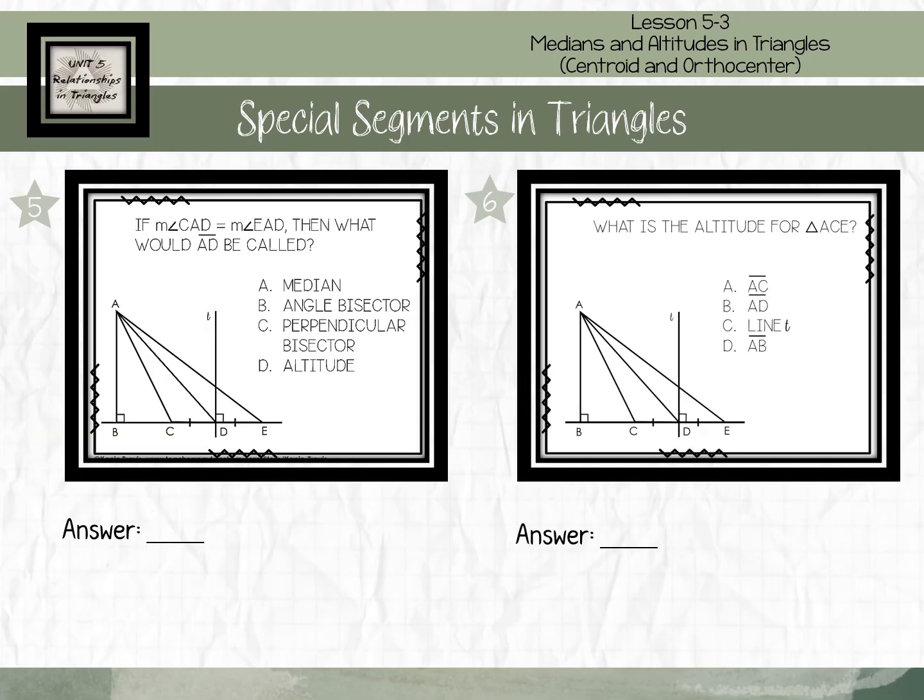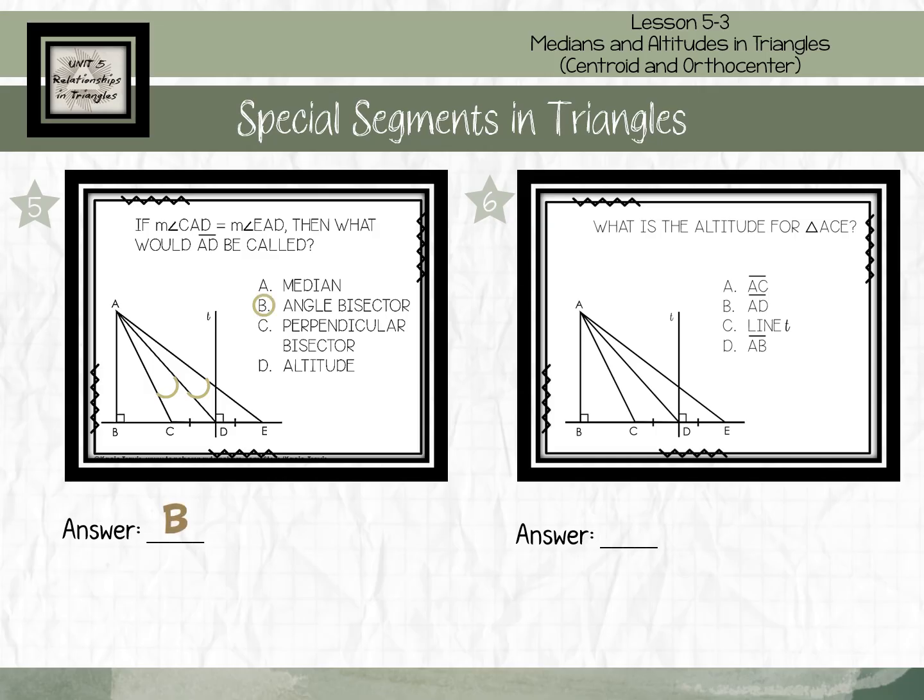Special segments in triangles. Number 5. If the measure of angle CAD, that angle right there, equals measure of angle EAD, that's looking like an angle bisector to me. That is going to be B.